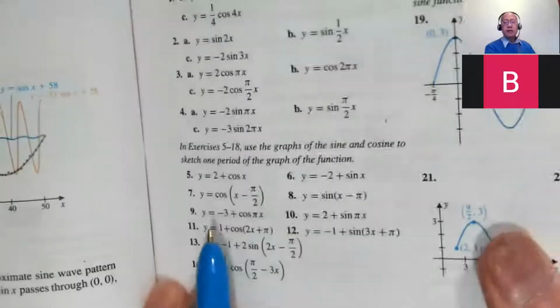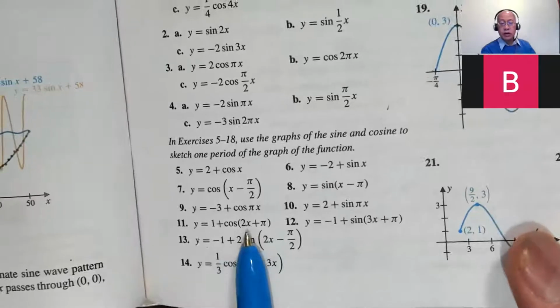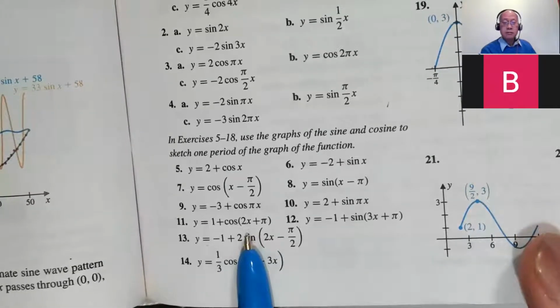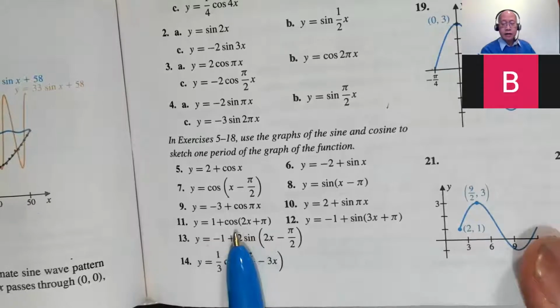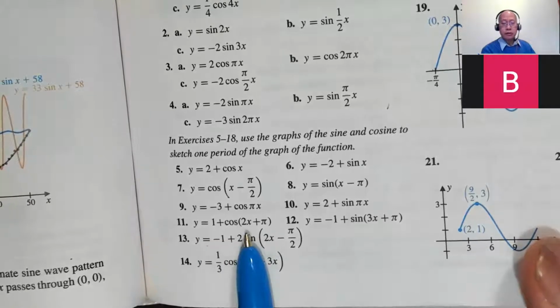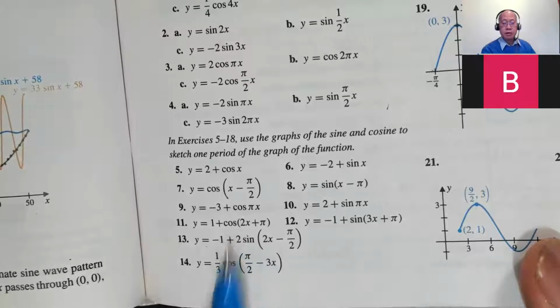Now, 229.11. I'm going to do it a different way, and I want you to do it the way I'm showing it to you also. What the text has is correct, but what I'm doing is more consistent with what we've been doing the entire time. So I'm going to basically factor out the 2. I'll show you how to do that.